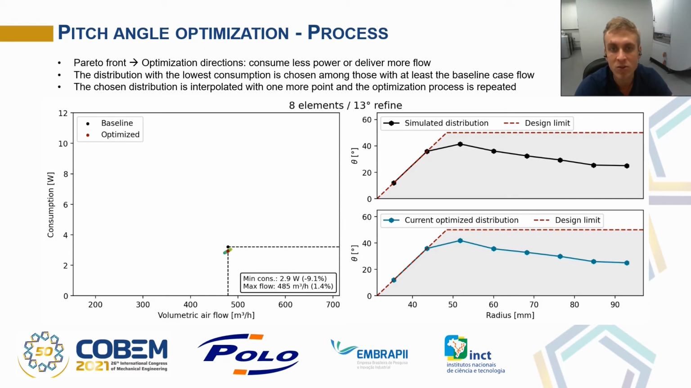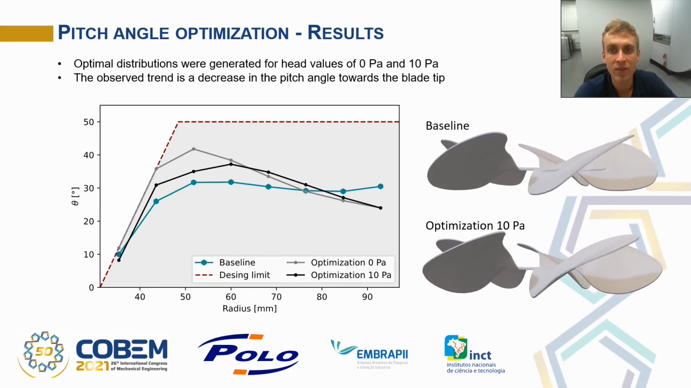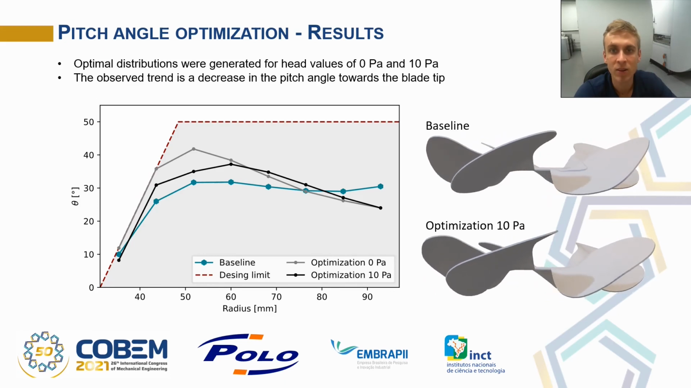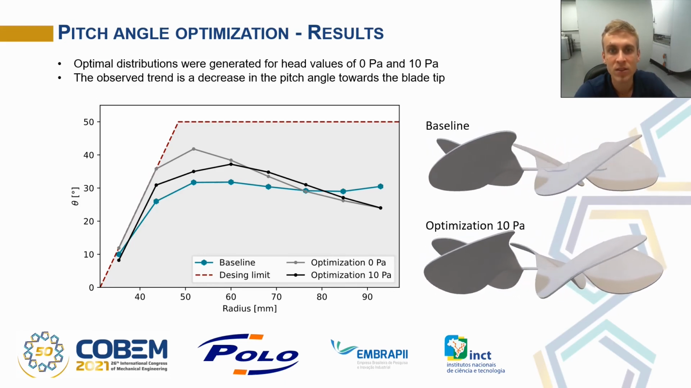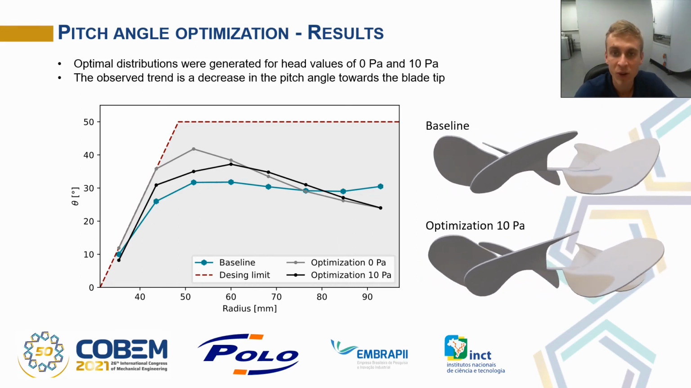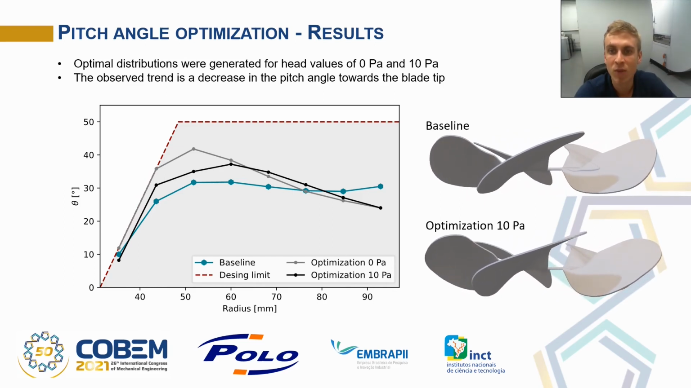In the process, the chosen optimal distribution was the one with the lowest consumption among those with at least the baseline case flow. The optimization process was carried over for head values of 0 and 10 Pascal. In the graph, it can be noticed that the optimized distribution tends to have a decrease in the pitch angle with the increase of the radius. It was found that this configuration leads to a smoother axial velocity field, with the advantage of yielding the same airflow at the expense of less shaft power. A comparison between the baseline and the optimized CAD drawings can be seen on the right side of the graph.